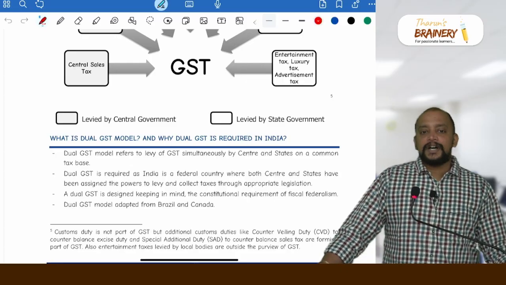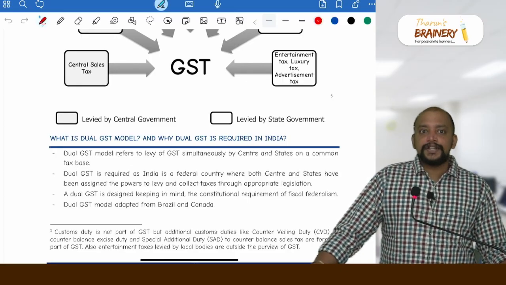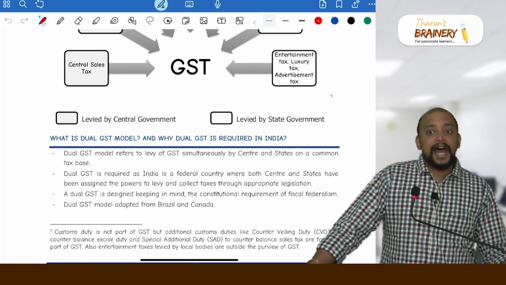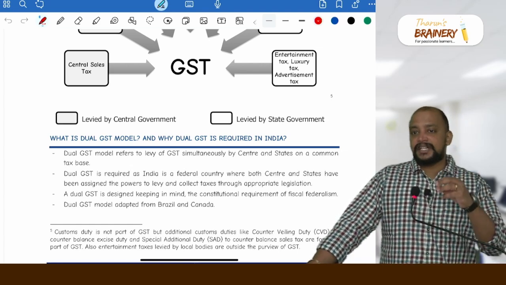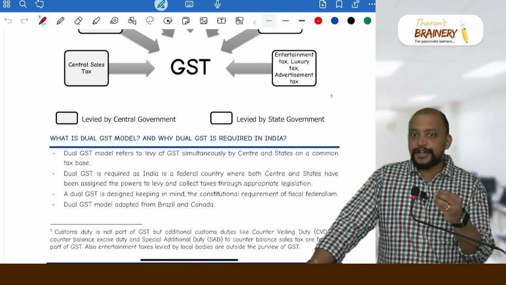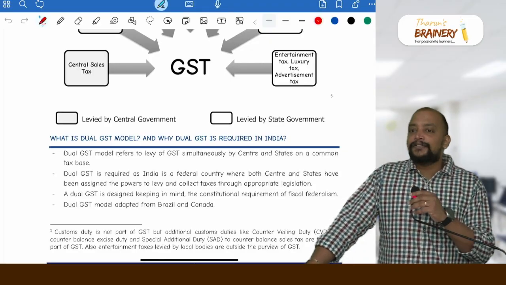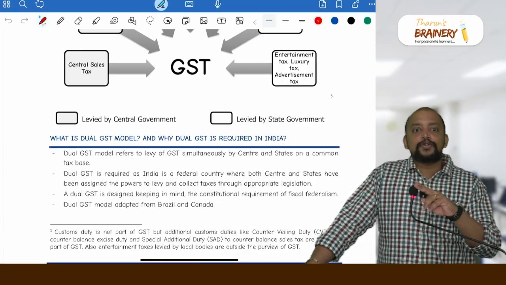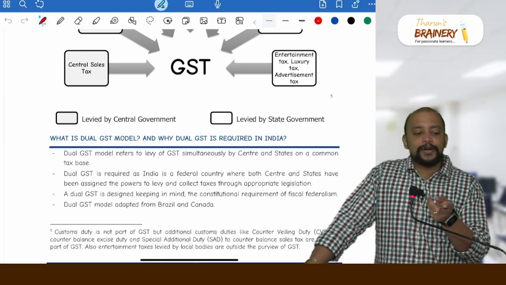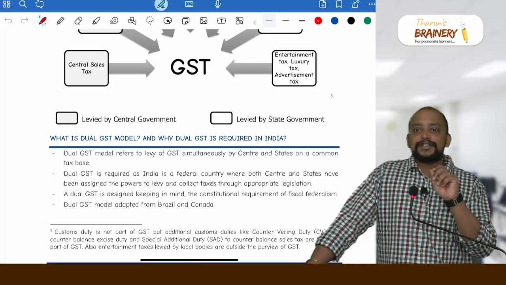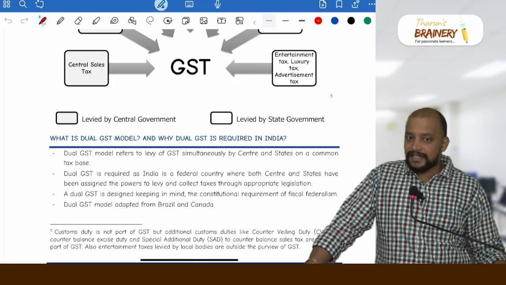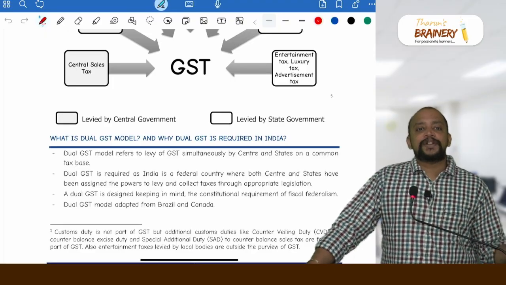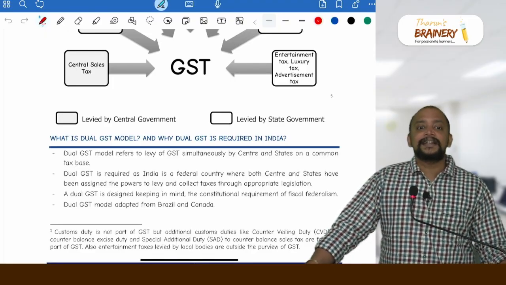Then I told you about the dual GST model. What does dual GST model mean? Parallelly, the central government and state government levy GST on a common tax base, that is known as the dual GST model. For example, when you go to a restaurant and you eat food for 500 rupees, you will pay 2.5% CGST and 2.5% SGST. So that is known as the dual GST model. Is it clear?